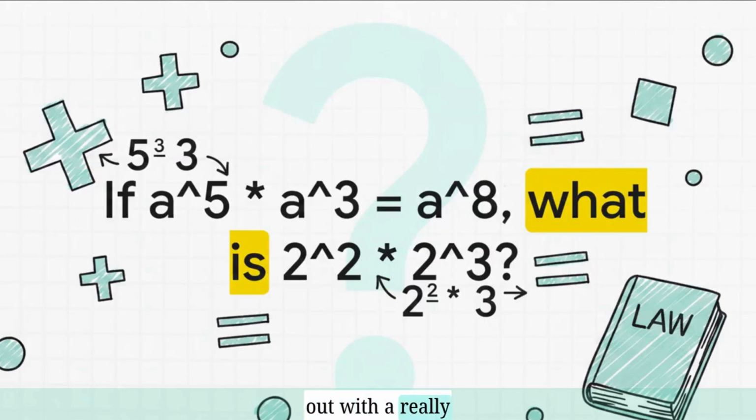Let's test this out with a really quick practice problem. If a to the 5th times a to the 3rd is a to the 8th, what is 2 to the power of 2 multiplied by 2 to the power of 3? I'll give you a quick beat to think about it. Well, did you add the 2 and the 3? If you did, you got 2 to the power of 5. Perfect. You just applied your very first law of indices.